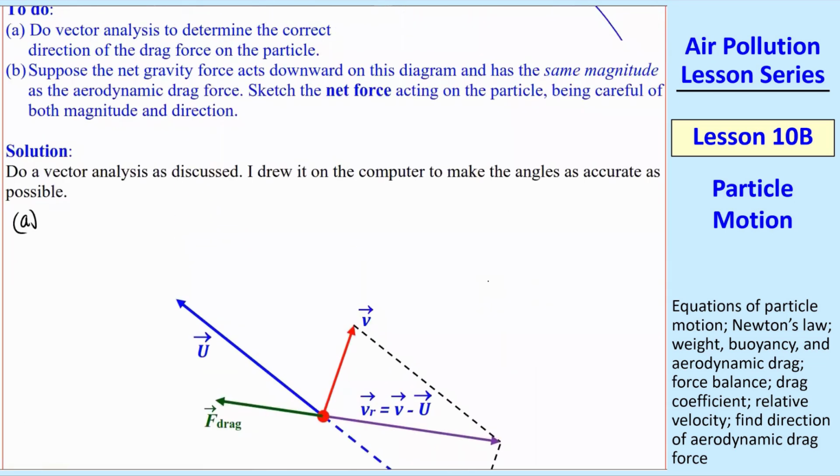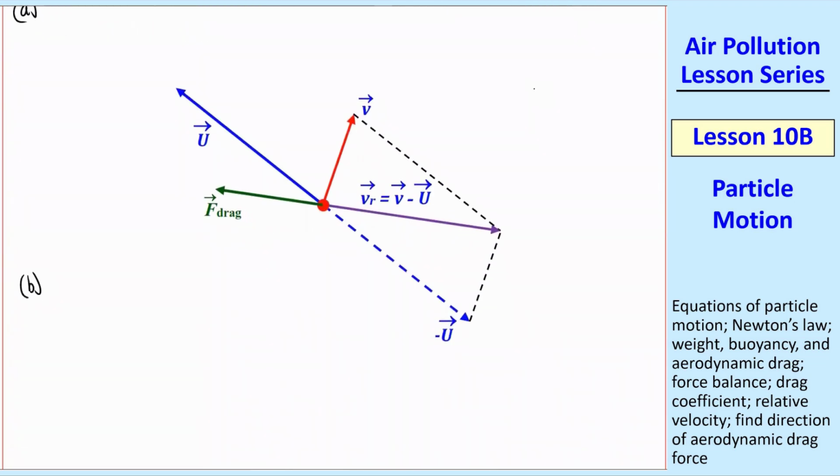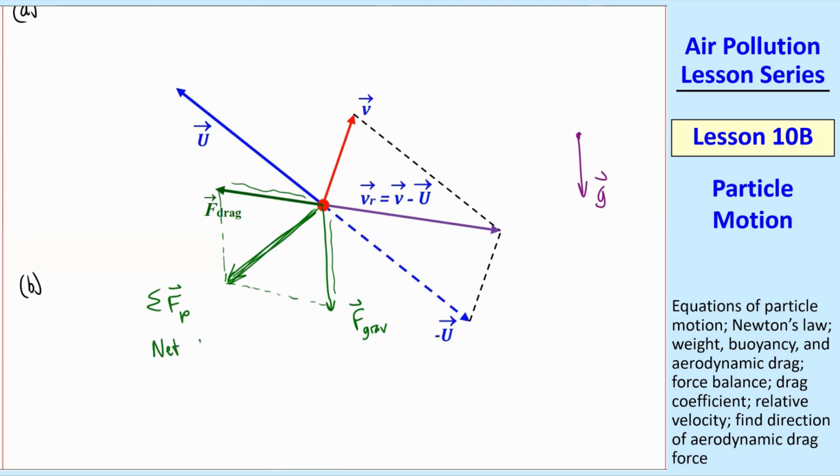Part B, suppose the net gravity force acts downward and has the same magnitude as the aerodynamic drag force. This is just an illustration. They're usually going to be quite different from each other. We're assuming that gravity acts down in this picture and the net gravity force is down therefore and has the same length as the drag force. So that's the net gravity force. So all we have to do here is sum these two vectorially like that. And so our resultant force we'll call sigma FP. This is the net force on the particle. And you can see vectorially, it is about a 45-degree angle to the lower left.